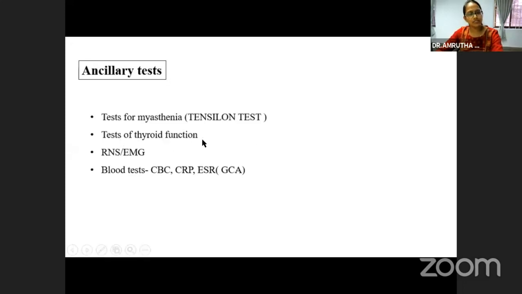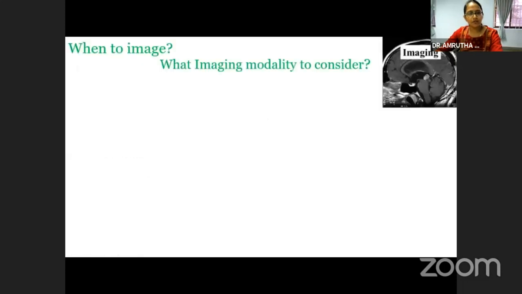Doing a thyroid function test: T3, T4, TSH. In case of suspecting myasthenia, do a repetitive nerve stimulation or EMG. Whenever we're dealing with a patient more than 60 years of age and you're suspecting arthritic end, do detailed blood investigations: complete blood counts, C-reactive protein, and ESR.